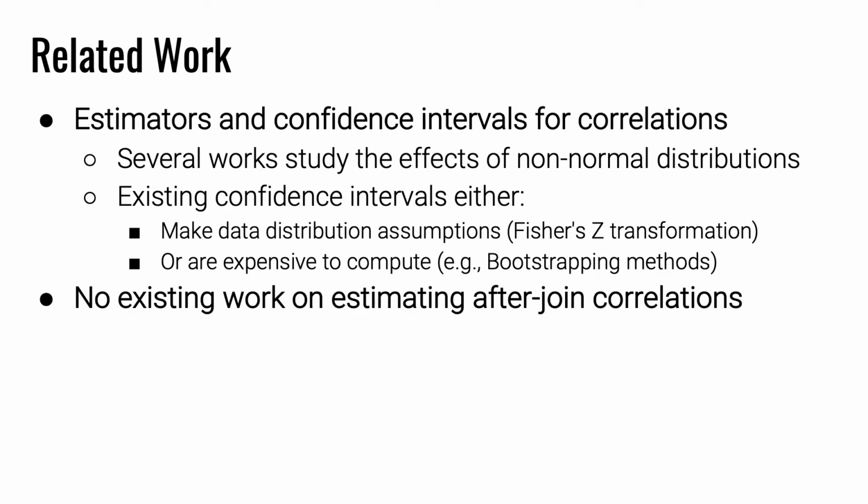Also related to our problem are works that study estimators and confidence intervals for correlations. There is a vast literature in the field of statistics that covers these problems. Most recent works have focused on studying the effects of non-normal distributions on correlations. We also note that most existing approaches for computing confidence intervals either make data distribution assumptions or are expensive to compute. To the best of our knowledge, no prior work has studied the problem of estimating correlation between unjoined tables.